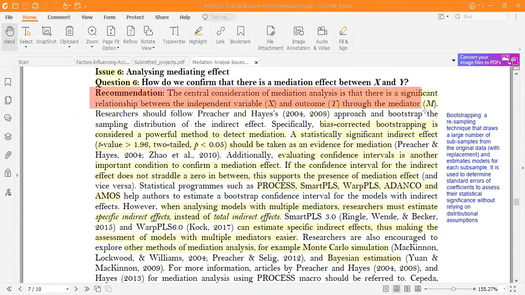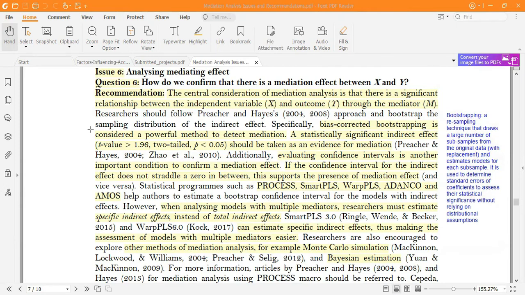The central consideration of the mediation analysis is whether there's a significant relationship between the independent and outcome variable through the mediator or not. So that is the thing which you want to check out. For this purpose, we have one technique that we call the bias corrected bootstrapping method. So now what is the bootstrapping method? Here I have provided the definition of this bootstrapping method.